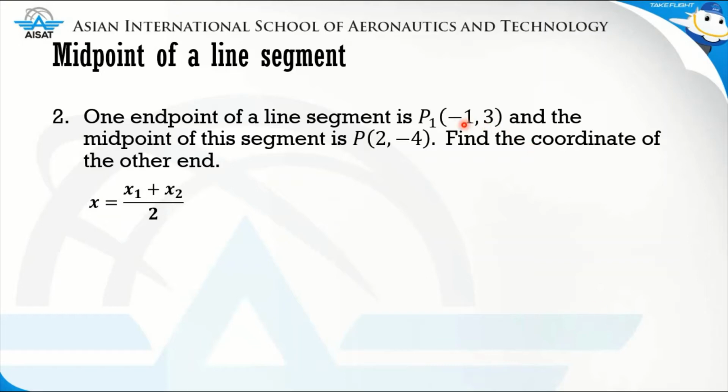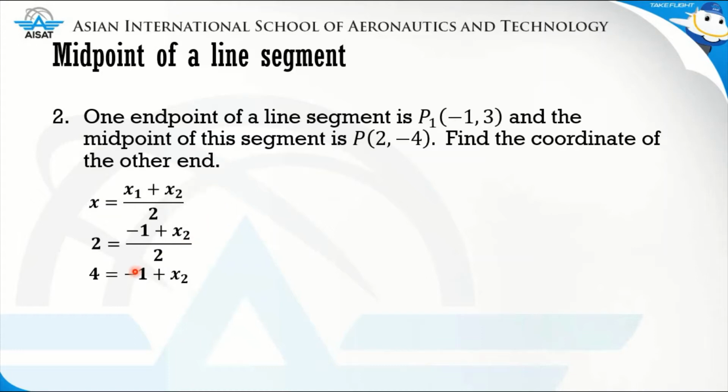Since we have p sub 1, meaning we have the value for x sub 1, and we also have the midpoint, so we can substitute a value for x. So meaning the unknown value here is x sub 2. So substituting the known values, we'll have 2 is equal to negative 1 plus x sub 2 over 2. Now to simplify this, we need to cross multiply. So we'll have 4 is equal to negative 1 plus x sub 2.